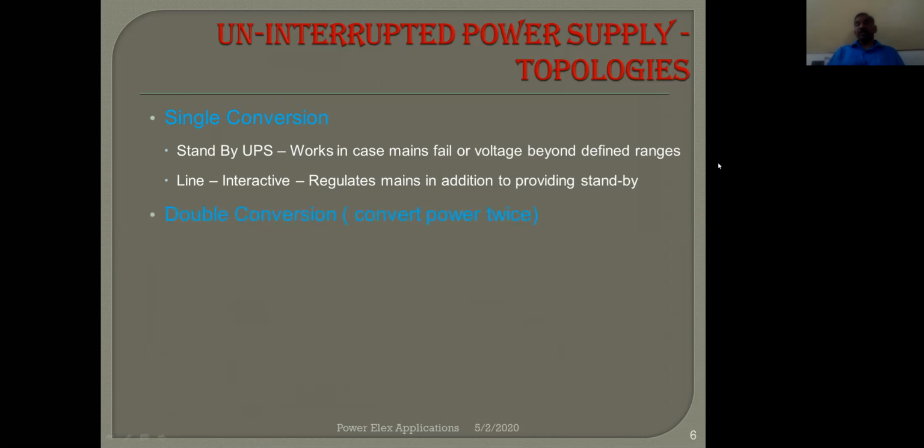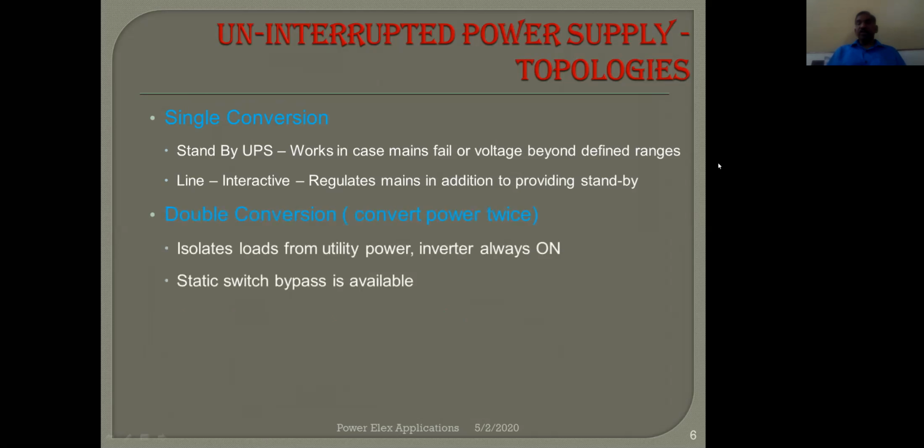So we go for a double conversion in such a case, where the inverter is always on and power is converted twice. Means AC is converted to DC and DC is converted back to AC. So it's a 1 and 2. So it is called a double conversion. And it isolates the load from the utility power. Load is on this side and utility power on that side. There is one conversion and there is another conversion. So there is no direct flow of power from source to load.